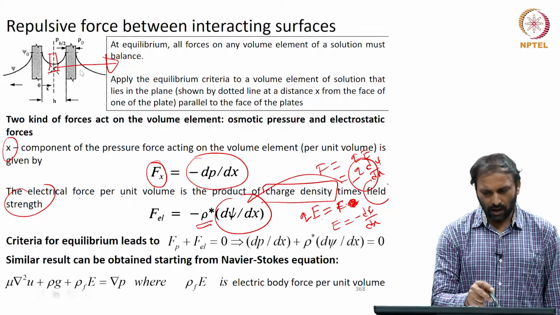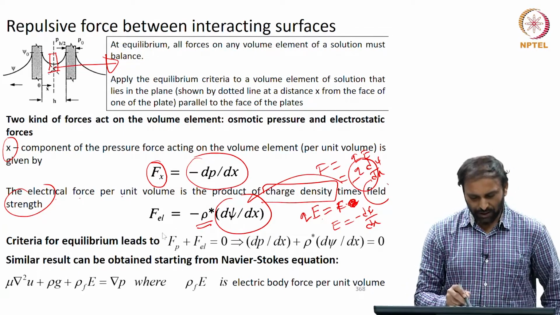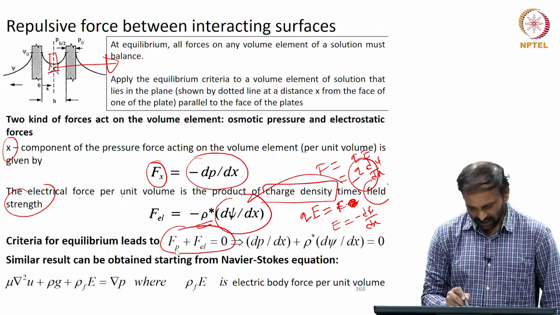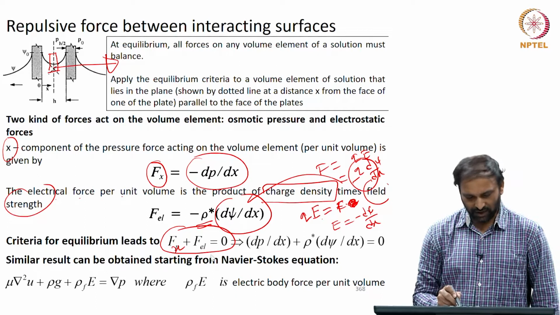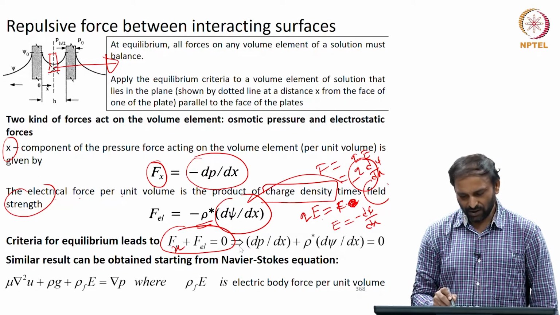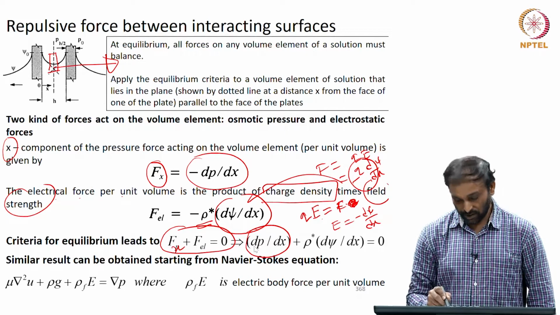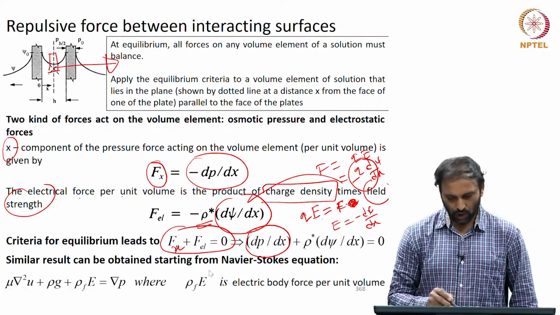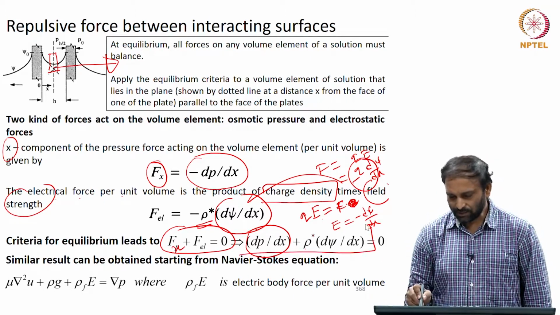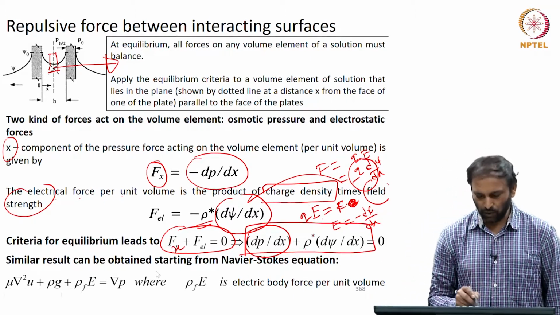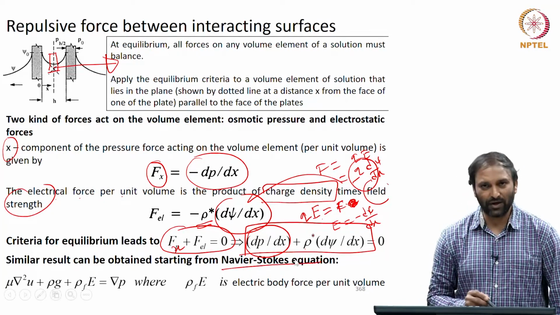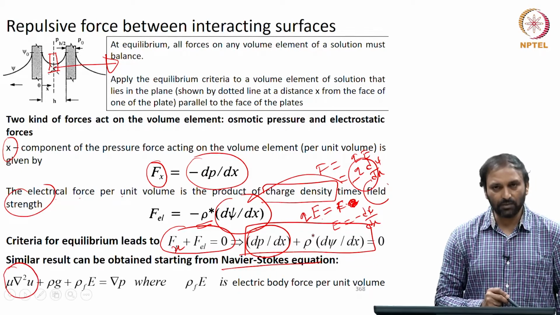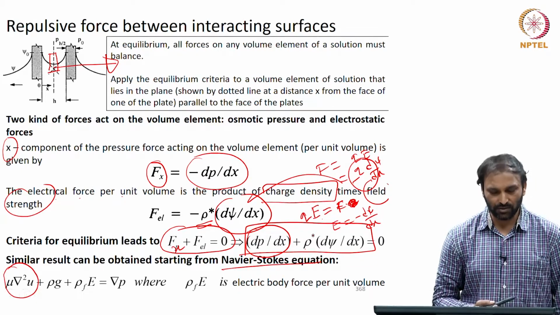And because the plates are in equilibrium, the summation of all the forces should be equal to 0, that is Fp, in this case Fx, plus Fel would be equal to 0. Therefore, dP by dx plus rho star times d psi by dx is going to be 0. You can arrive at a similar expression for the force balance if you start with the Navier-Stokes equation as well, and this is the term that comes if you have flow in the solution.